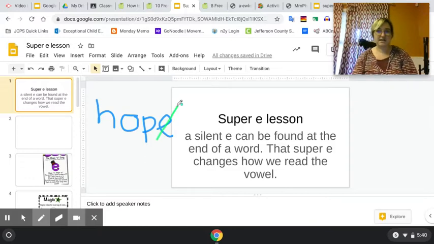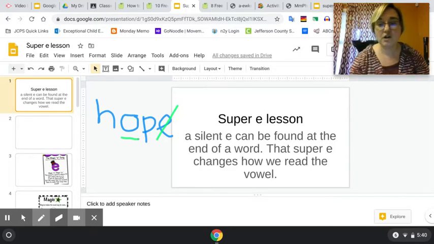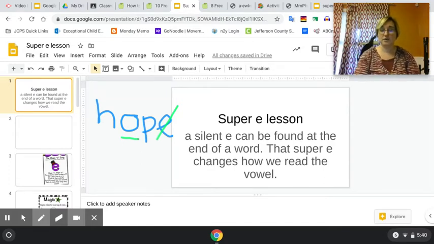Listen, that silent E, that super E, changes how we read the vowel. Typically, we're working on that short vowel. So this is an O. Vowels are A, E, I, O, and U. On the O, instead of saying ah, like in op, we're going to say O, like in ope. But we don't say the E. The E is silent.